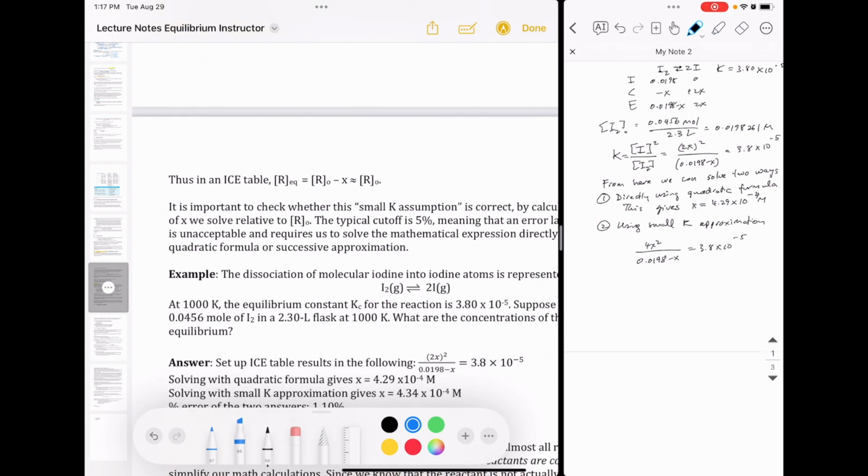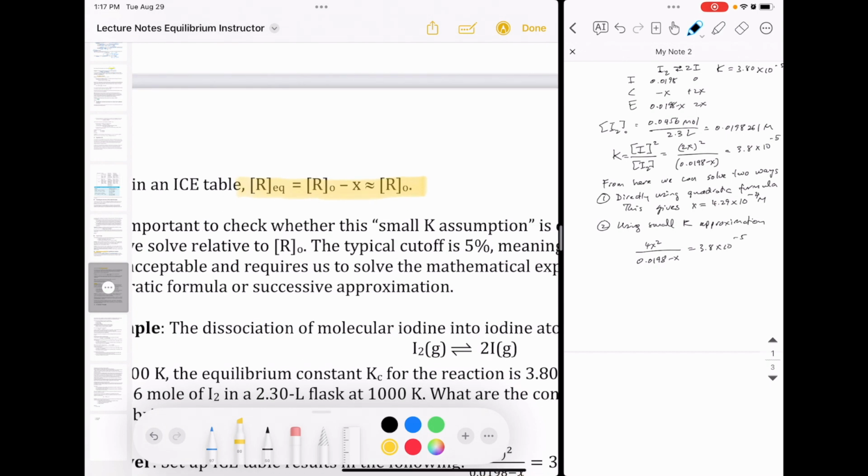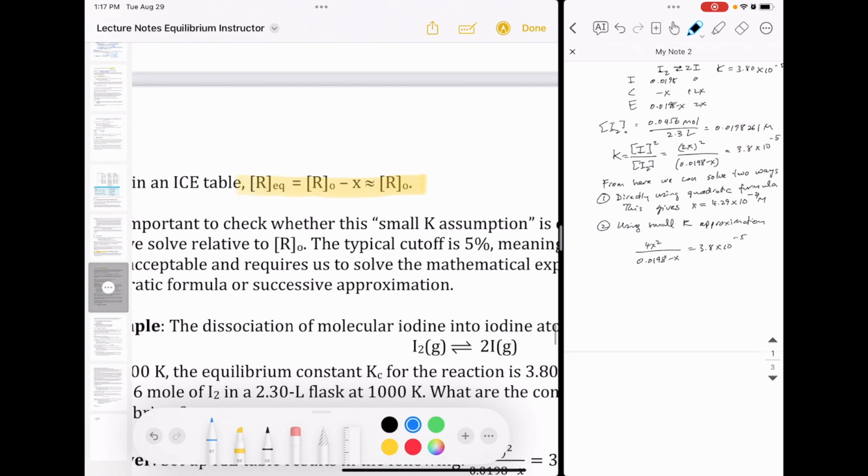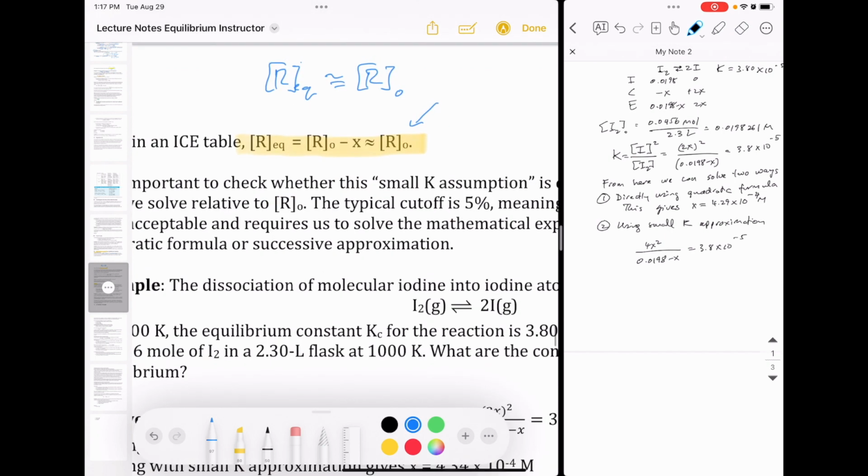So what we can assume happens is given by this expression right here, which is that our equilibrium concentration of reactant, which is usually the starting reactant concentration minus the change, would just be approximately equal to the initial reactant concentration. Again, the assumption is the equilibrium concentration of reactant is approximately the same as the initial reactant concentration. Turns out that when we make this assumption, we can simplify some of the math behind equilibrium problems and get to the answer much faster.